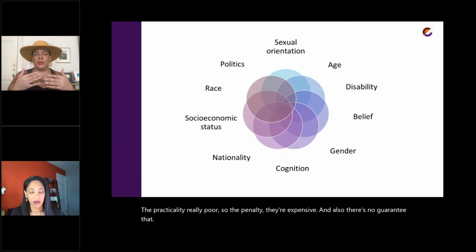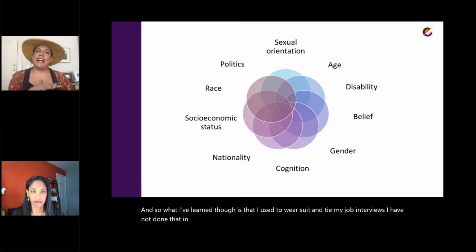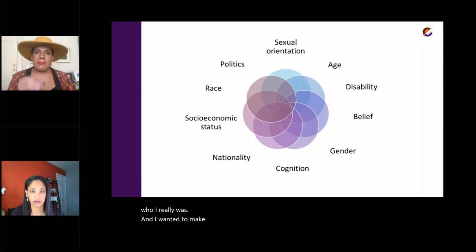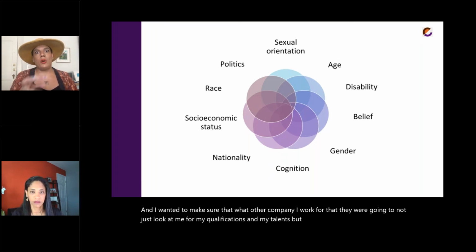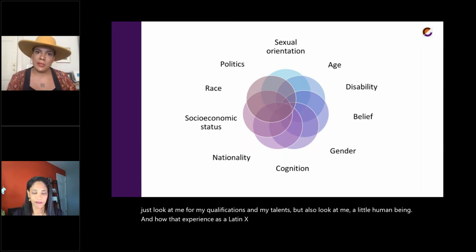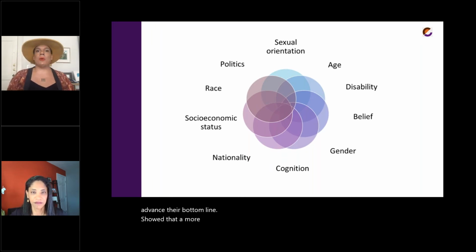What I've learned though is that I used to wear suit and ties for my job interviews. I have not done that in years, and the reason I stopped was because that wasn't who I really was. I wanted to make sure that whatever company I worked for would not just look at me for my qualifications and my talents, but also look at me as a whole human being, and how that experience as a Latinx, disabled, queer, gender nonconforming person is going to help advance their bottom line.